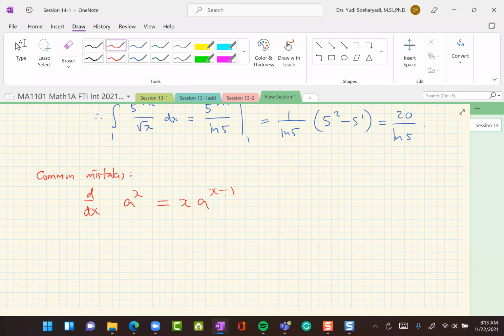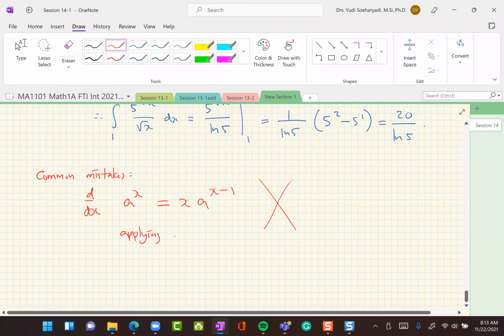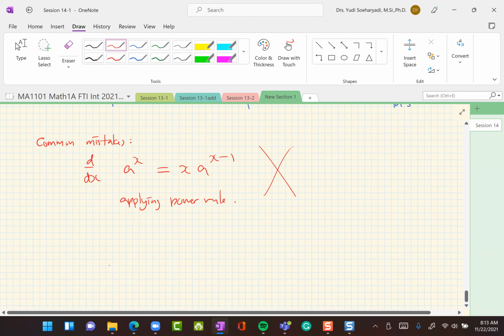So this is applying the power rule. Okay, so the thing here is that this is an exponential function, not a power function. So e to the x is exponential, not power.